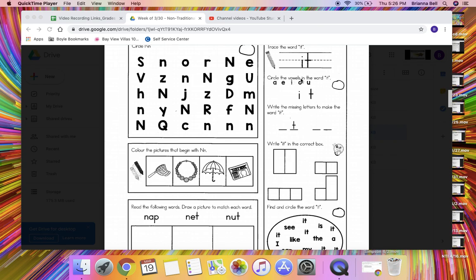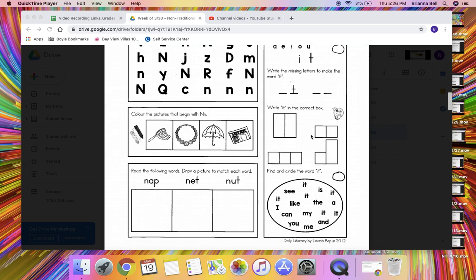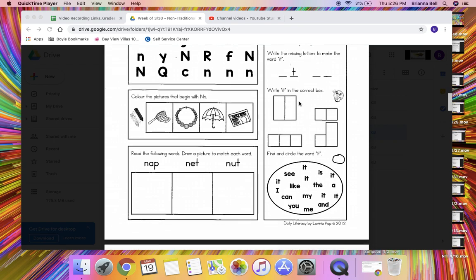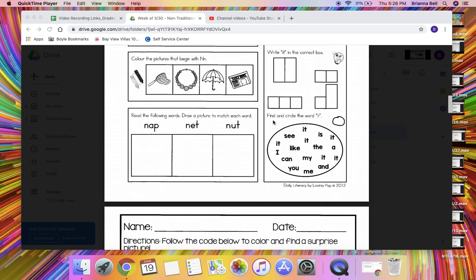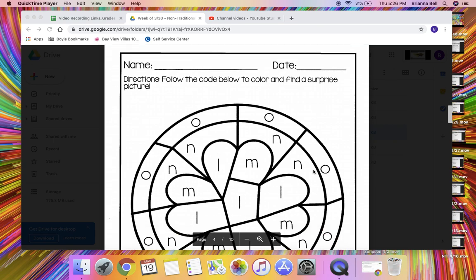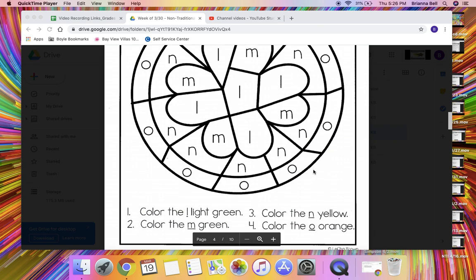Then you're going to circle the vowels in the word it, and vowels are A, E, I, O, and U. Next, you're going to write the missing letters to make the word it. Then you're going to write it in the correct box. And finally, you're going to find and circle the word it. Once you're done with that, you can move on to the color by letter sheet.